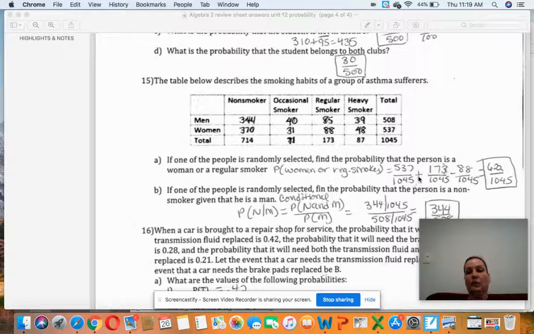Or a regular smoker. Remember, for or, I'm adding those probabilities together. Regular smoker is 173 over 1,045. But I need to subtract out the women who are regular smokers. The women who are regular smokers are 88. So I need to subtract out those people that were already counted in the women part. So if I do that, I get 622 over 1,045.